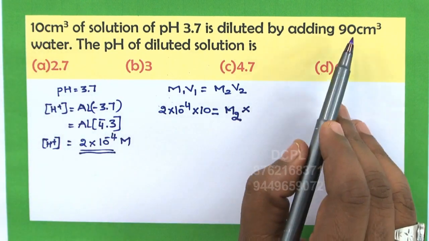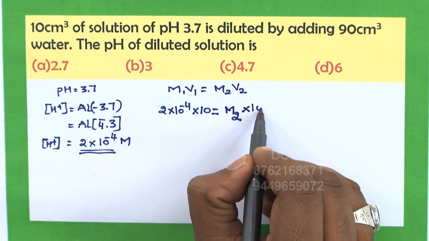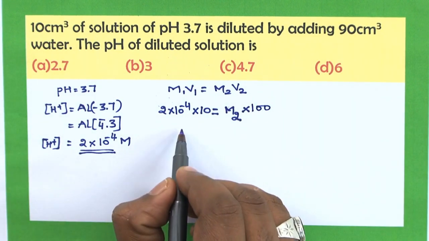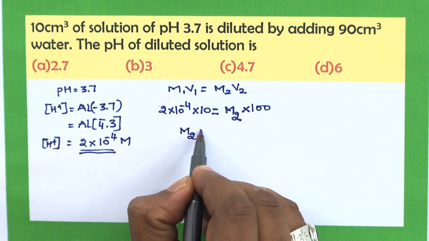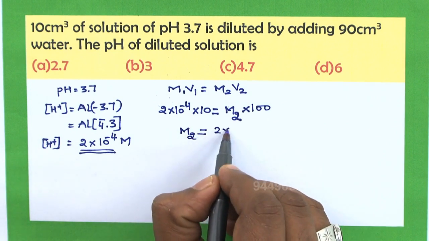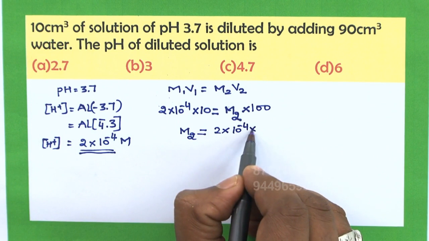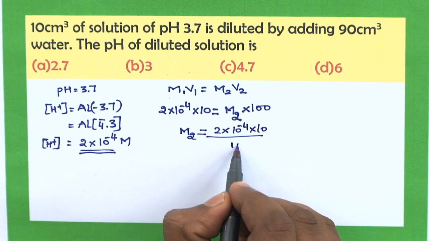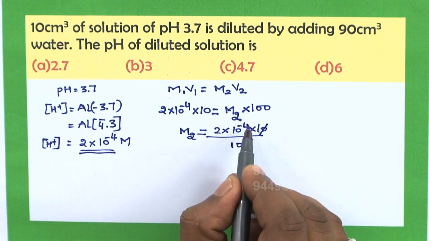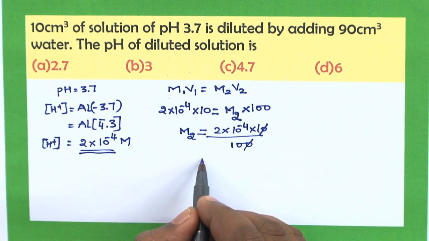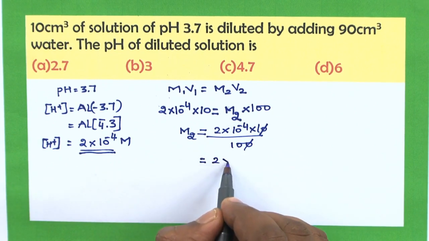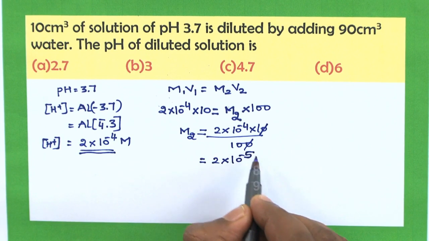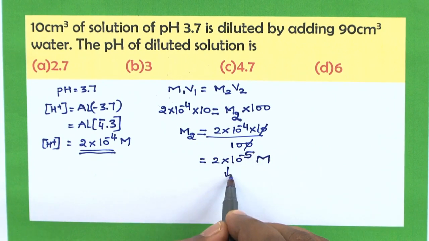To 10 cm cube we have added 90 cm cube, so the total volume will be equal to 100. So M2, that is molarity after dilution, will be equal to 2 into 10 to the power minus 4 into 10 divided by 100. 10 to the power 1, if it goes to the numerator it becomes 10 to the power minus 1, so you get 2 into 10 to the power minus 5. So this is the molarity after dilution.